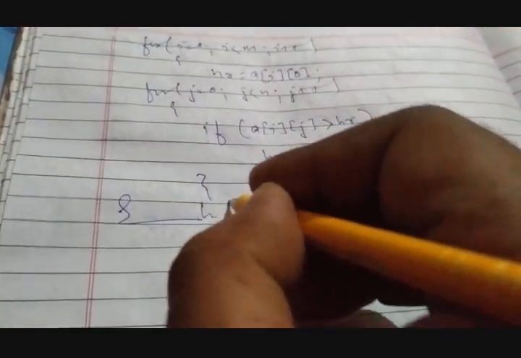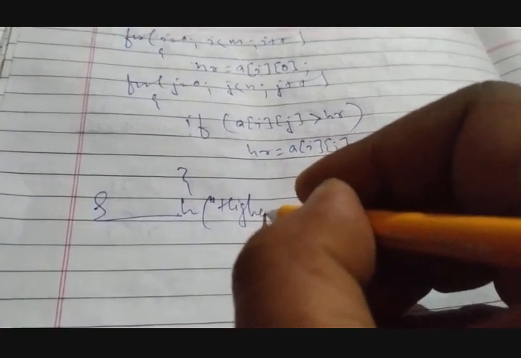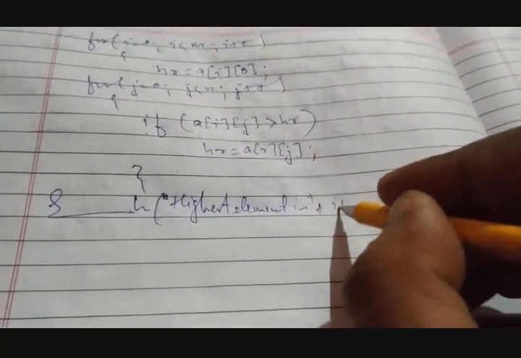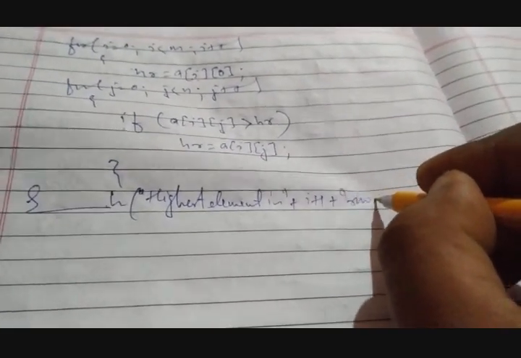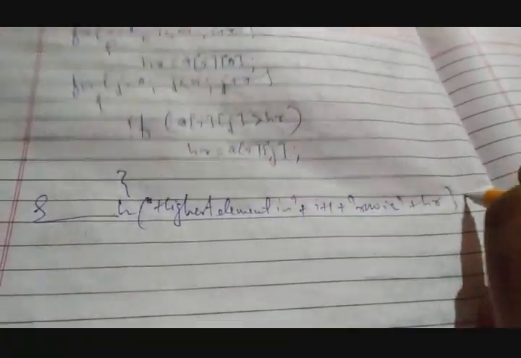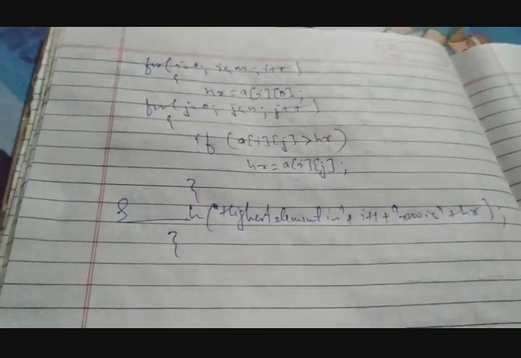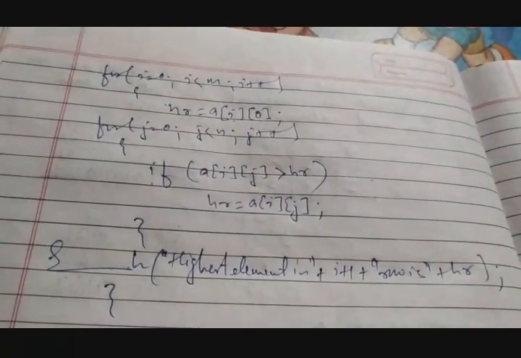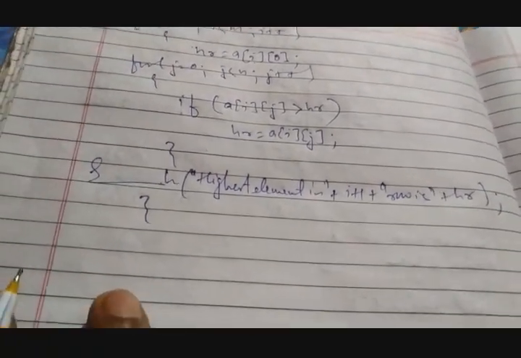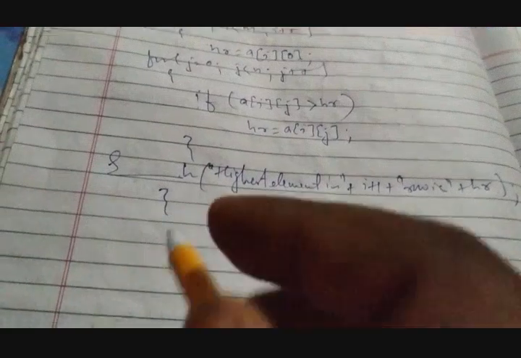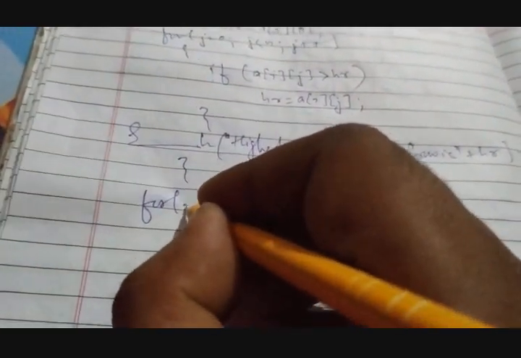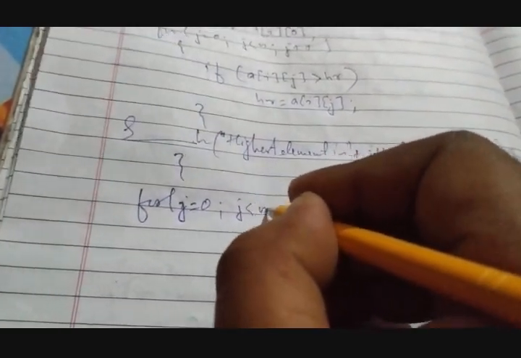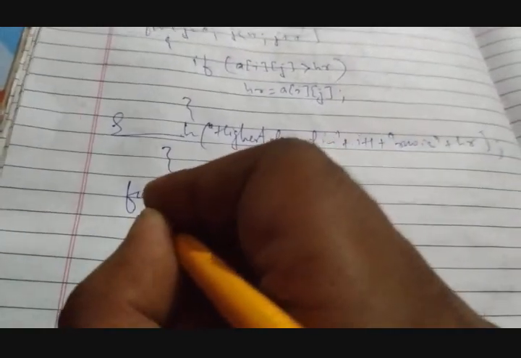Now print: highest element in row i plus 1 plus row is plus HR, and you close the loop. So you get the highest element in the row here, is it? With this you get the highest element in the row. Now we need to find the highest element in the column. So again here, now you need to run a j loop: j equals 0, j less than n, j plus plus.